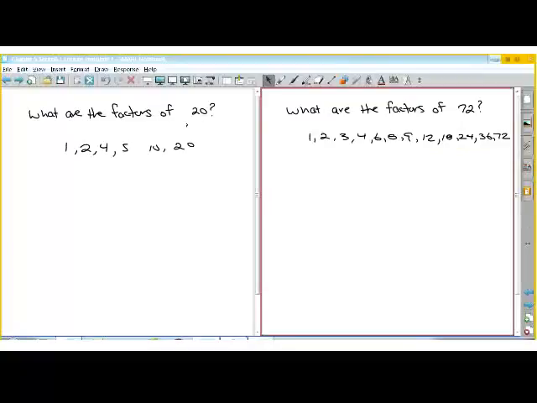So here are a couple of other examples of factors. Again, you would list 1 and 20 to start with. Then you'd ask, can I divide 20 by 2? The answer would be yes. So I put 2, and the resulting number, 20 divided by 2, is 10.